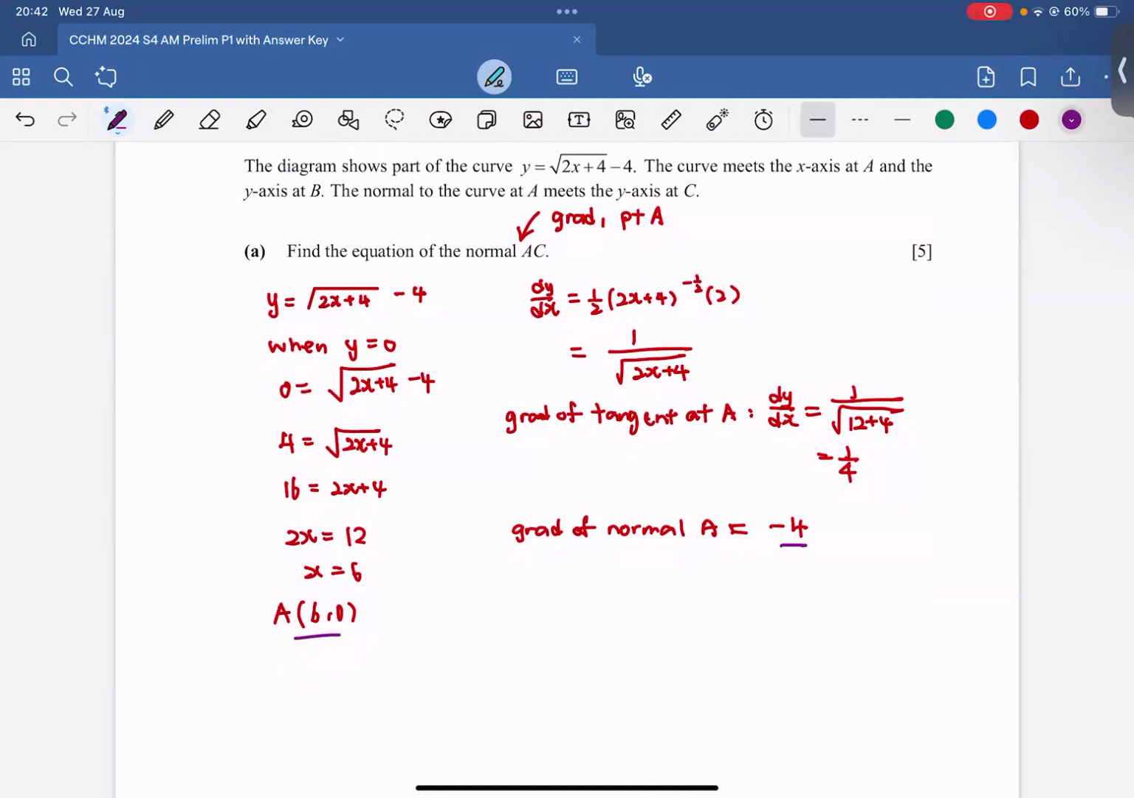We have the point. We can find the equation of normal, which is just y equals mx plus c. The y is 0, the m is -4, the x is 6, so c is just equal to 24. So the equation will be y equals -4x plus 24.